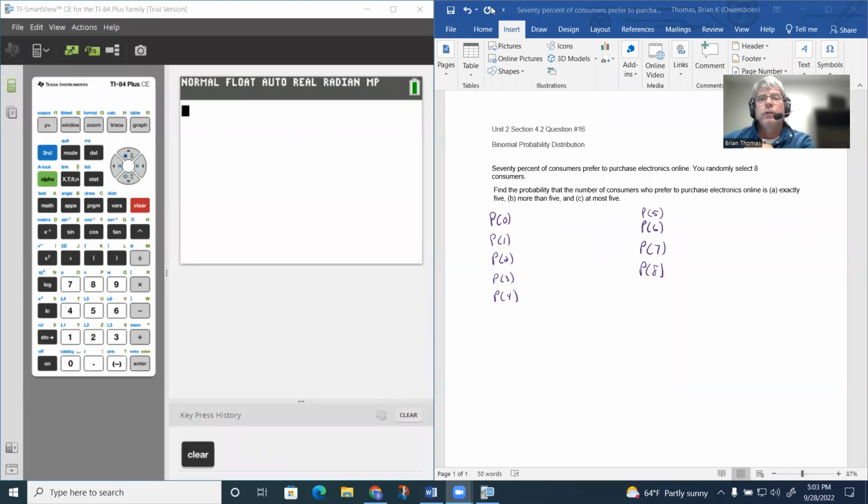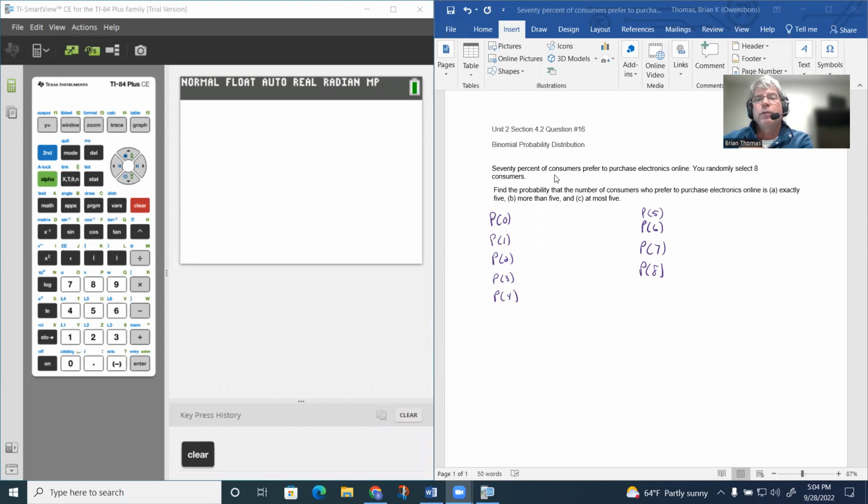So in statistics, we have Unit 2, Section 4.2. We're going to look at question 16. There's several questions I've had on email about this, so we'll look at this example of another binomial probability distribution question.